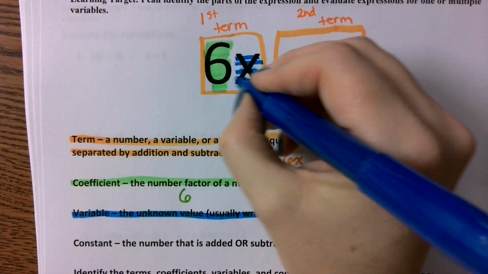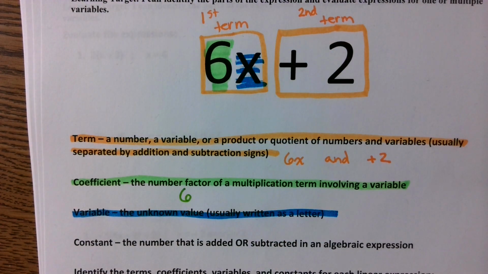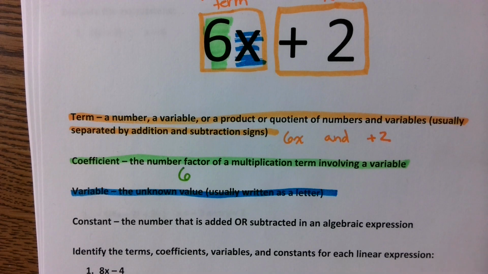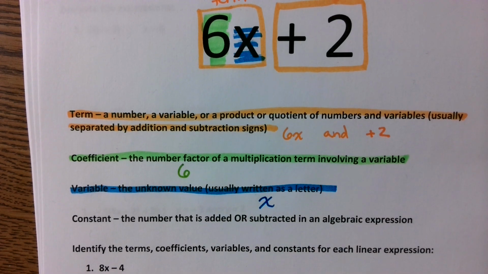A variable is just the letter. So x here, this x is considered to be our variable term. It's an unknown value. We do not know what x equals. We just know it represents some value. So in this situation, our variable is x.